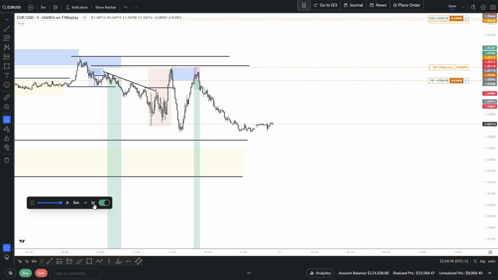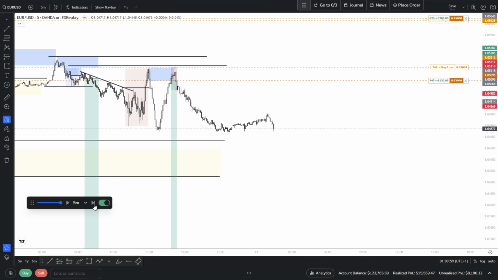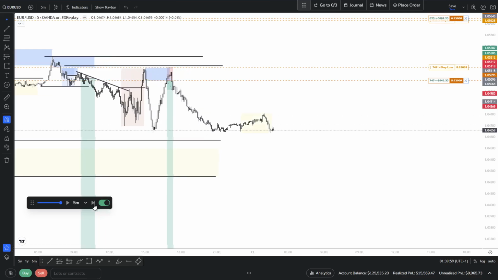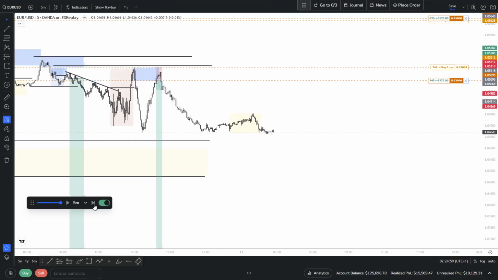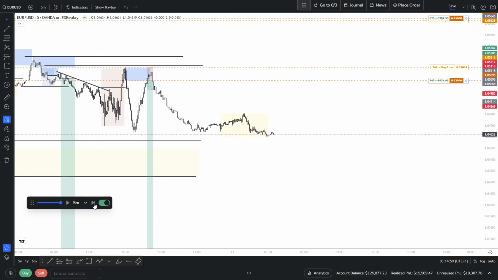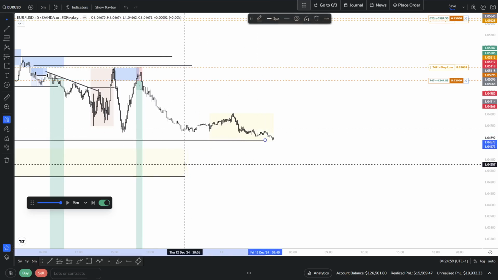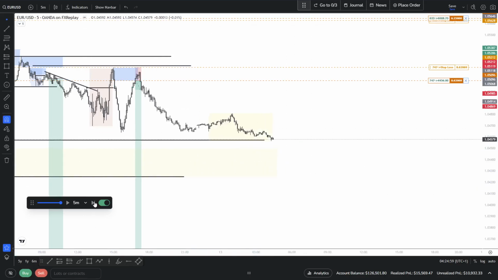I think Asia session. Yep, Asia session. I should have taken partial at this moment. I didn't know that we were that late, but yep. Check out this level of liquidity. Let's just see.